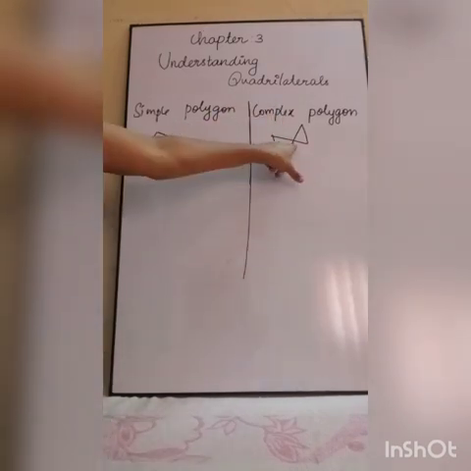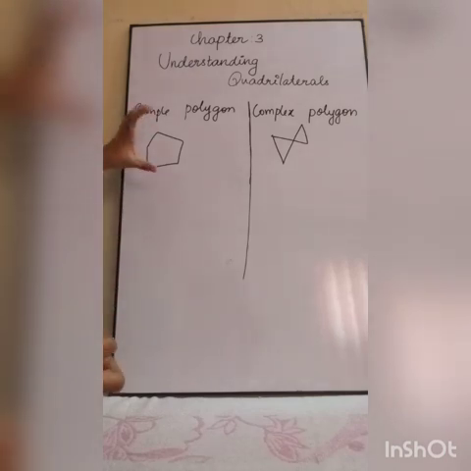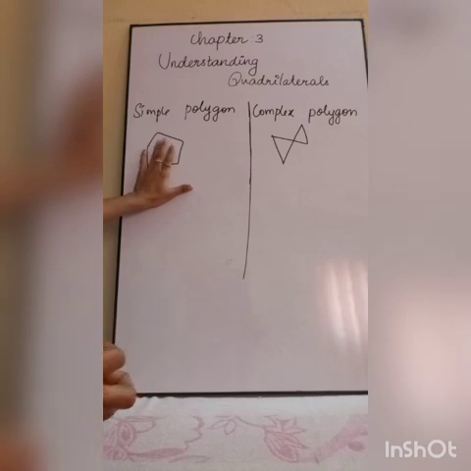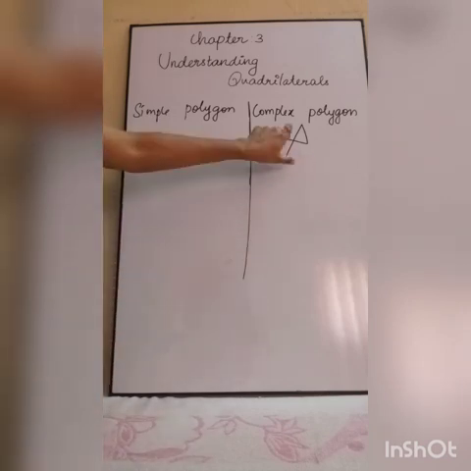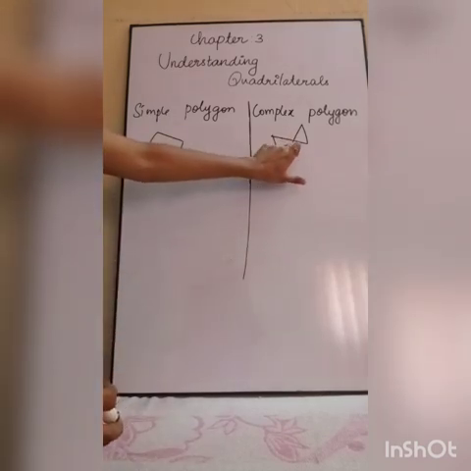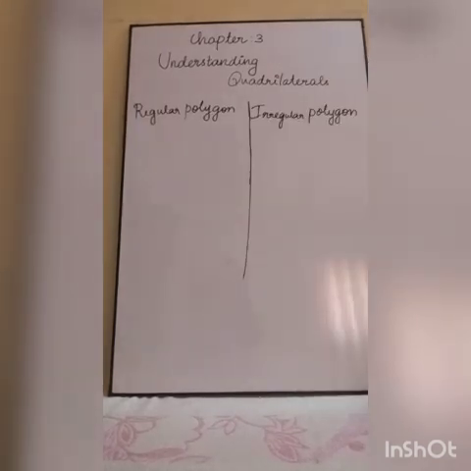Why? There is an intersection in this polygon. So did you understand the definition of a simple polygon and a complex polygon? This is also made up of line segments, but there is no intersection here. Here it is also made up of line segments, but there is an intersection. So this is the definition of a simple polygon and a complex polygon. Understood? Next is your definition: regular polygon, irregular polygon.